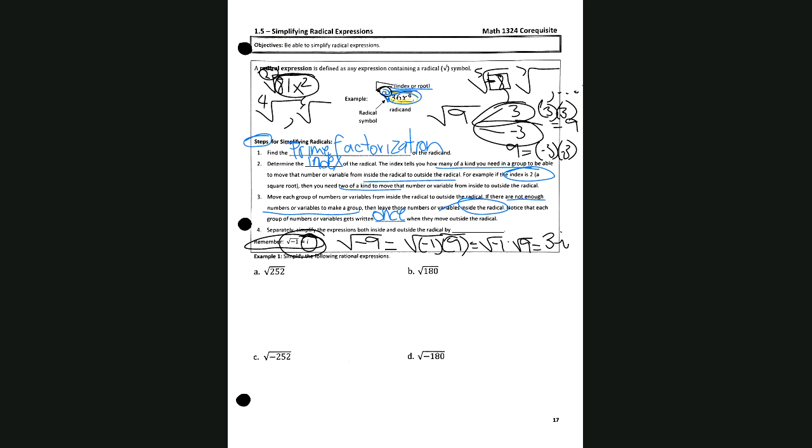So if we were to have, let's say, outside the radical x times x cubed, then we will have to multiply x times x cubed, and then we will just have x to the 4th power, so that x is only written once. Now, next statement says, separately, simplify the expressions both inside and outside the radical by multiplying.